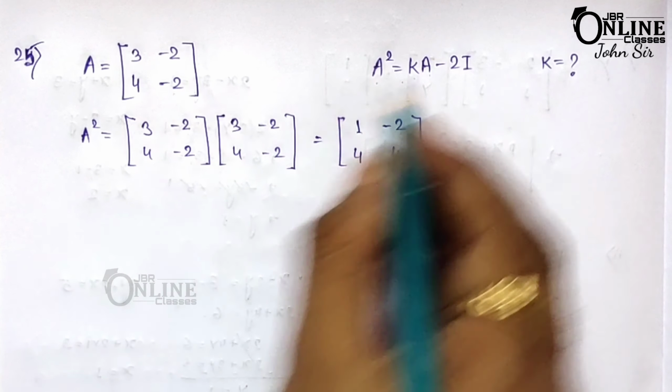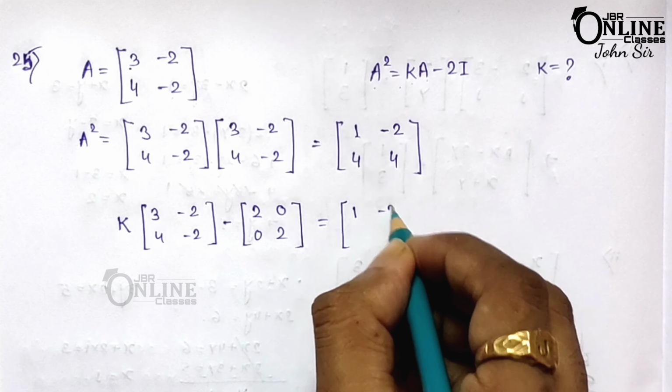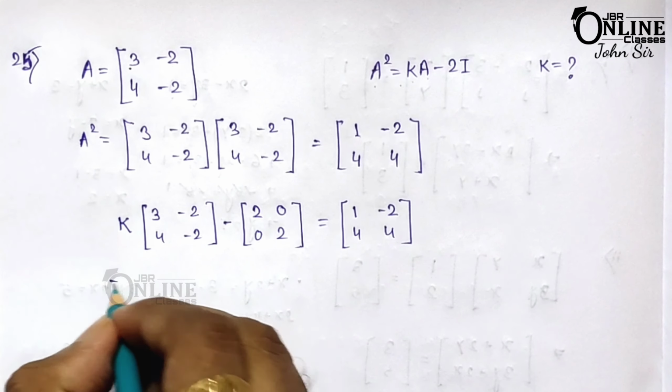Now as here a square equal to ka minus 2i. So ka means k multiply with each and every matrix. Okay. K multiply with each and every matrix. So write down here k and then a. Then here minus 2i. 2i means 2, 0, 0, 2. That is 2i. That equal to a square. So write down the matrix. 1 minus 2, 4, 4. So here the first one will be k, and here k equal to 3 minus 2, 4 minus 2. So that equal to, first write down this one, 1 minus 2, 4, 4.